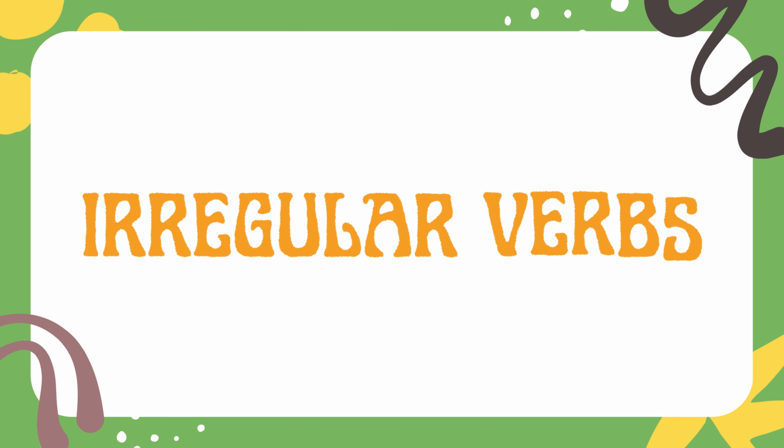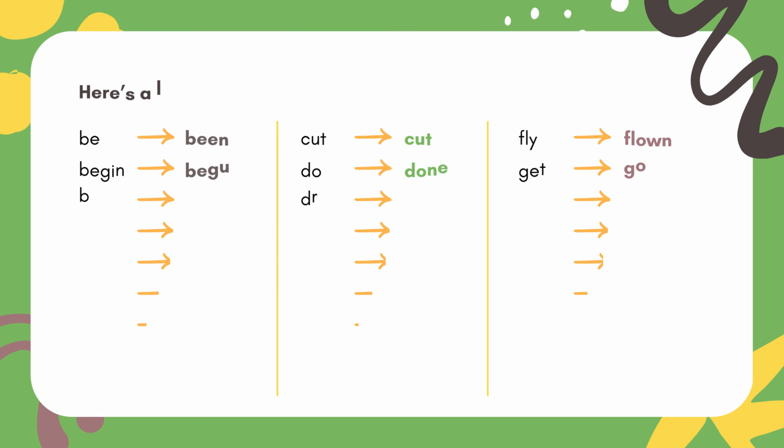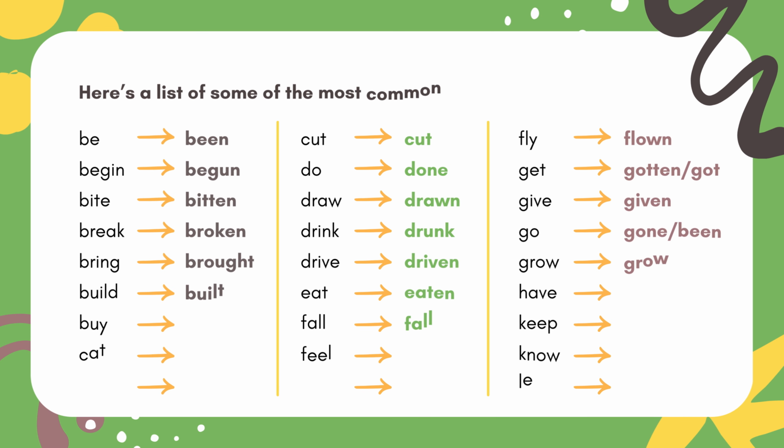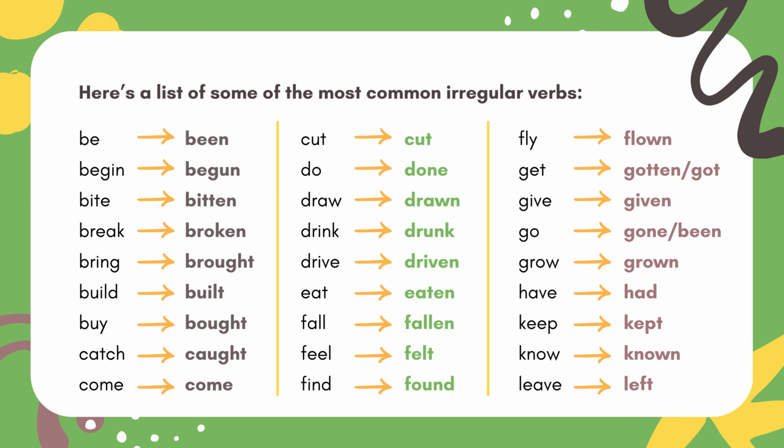Irregular verbs. Here's a list of some of the most common irregular verbs. Be, been. Begin, begun. Bite, bitten. Break, broken. Bring, brought. Build, built. Buy, bought. Catch, caught. Come, come. Cut, cut.